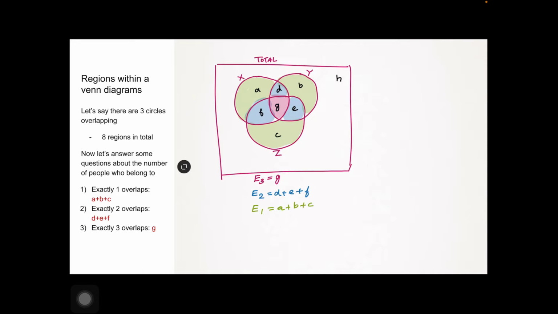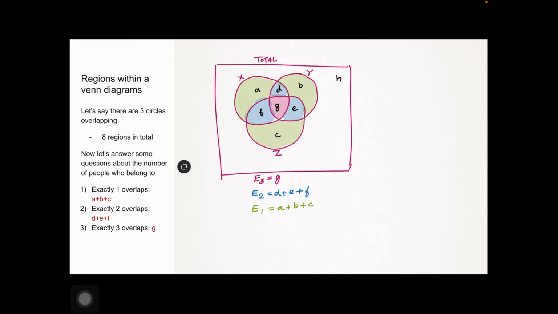The pink color region G is a part of all three circles, X circle, Y circle and Z circle overlap to have this region G. So G is not a part of exactly two overlapping regions. G is a part of three overlapping regions. Then what is a part of two overlapping regions? Exactly two overlapping regions are just the regions marked by D, E and F number of people. Those three regions are the regions which are overlapped with exactly two circles.